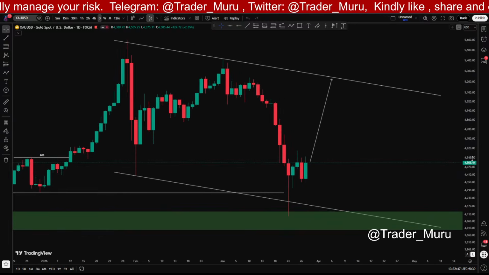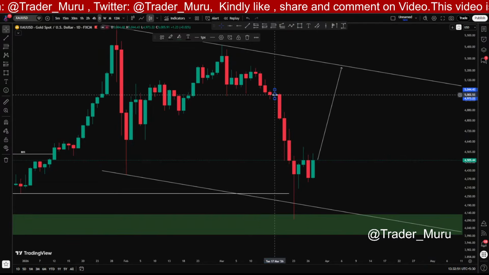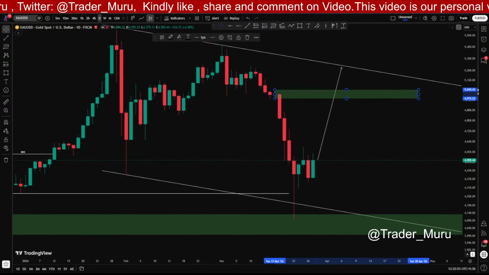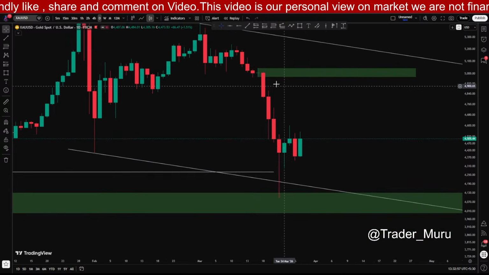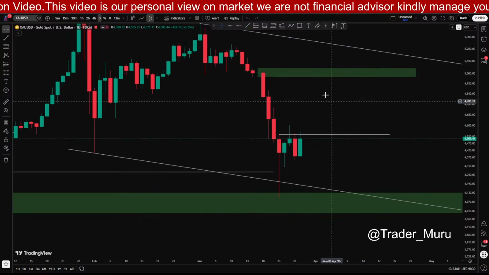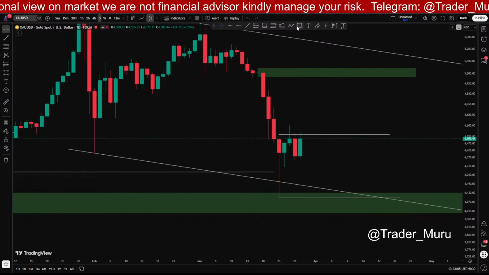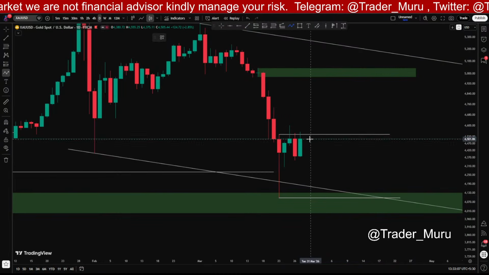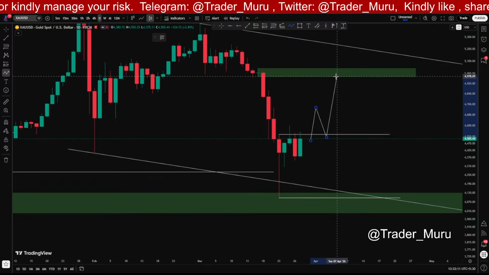And now we have this order block pending for the test near 5000. So for this target, what we need here is price to close the daily candle above this high, retest it and pump.